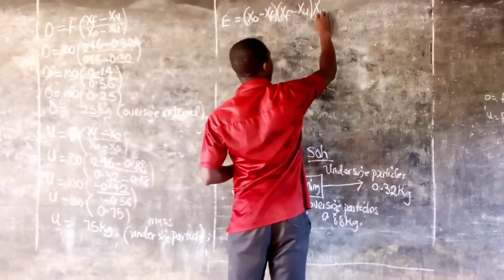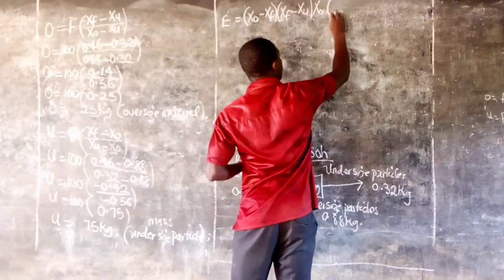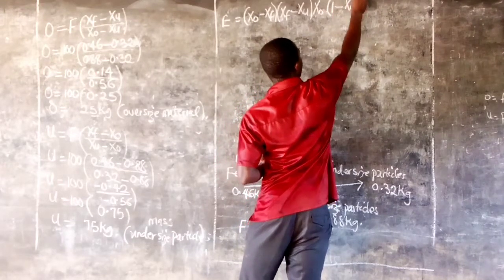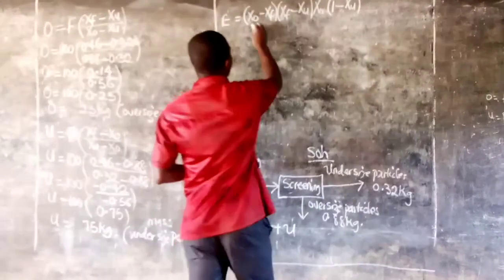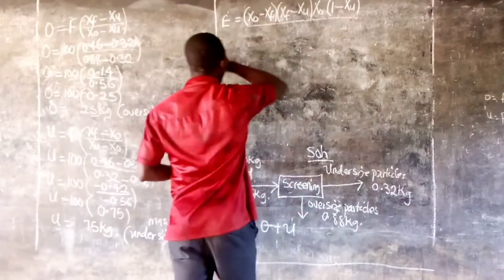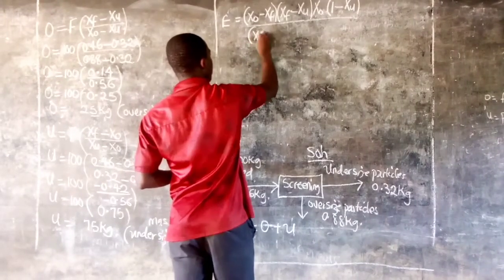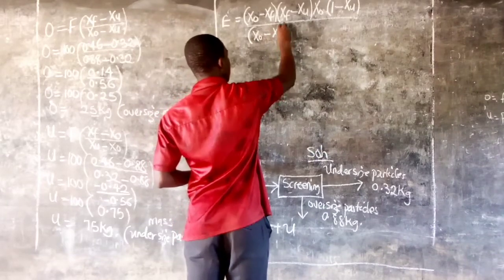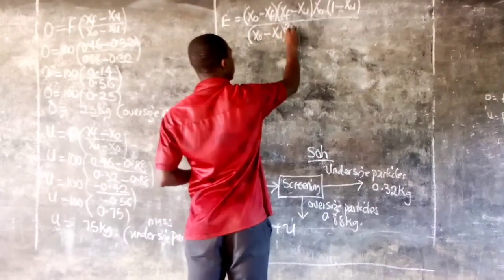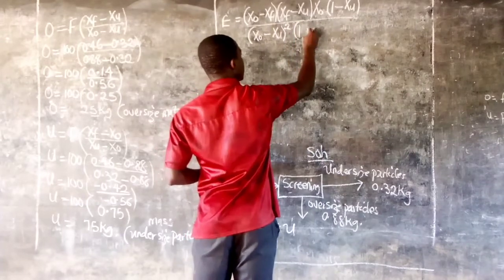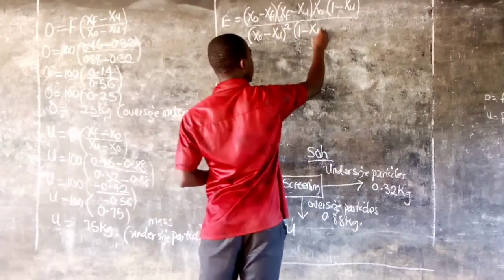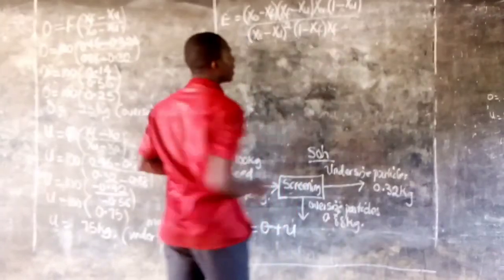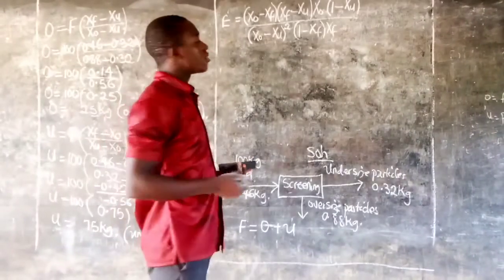Then the mass fraction of oversized material will multiply 1 minus the mass fraction of what? Undersized material. We close the bracket. Now this is divided by the mass fraction of oversized material minus the mass fraction of undersized material, all raised to the power of 2. Then bracket 1 minus the mass fraction of the feed, bracket, then the mass fraction of the feed multiplying 1 minus the mass fraction of the feed.